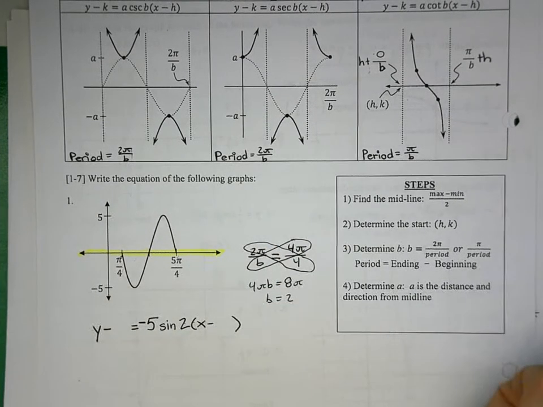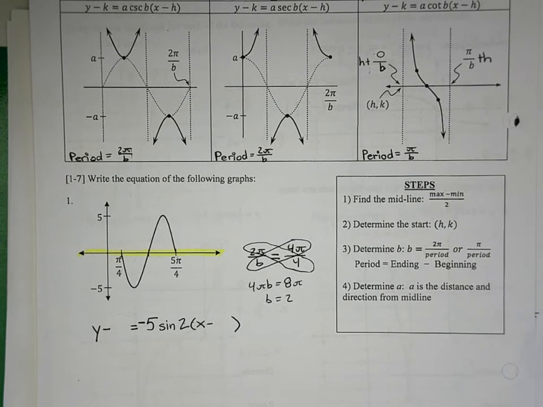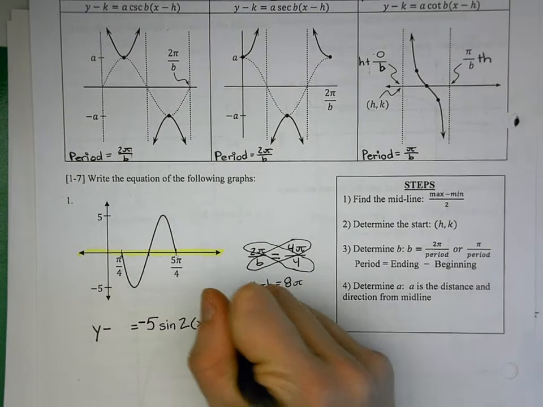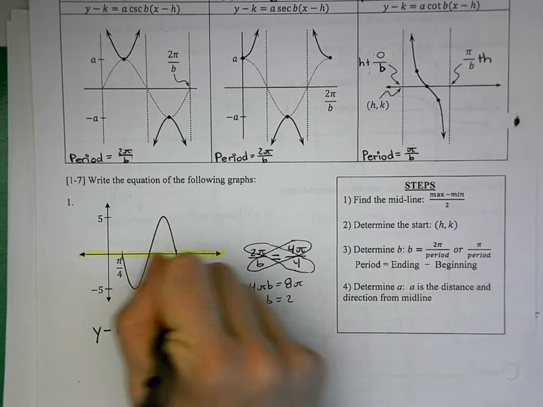And then I always find my h, k last, only because of, honestly, when it's a cosecant, a cosine or a secant graph, where we have that shifted k element. So I always like finding my h, k at the end. Nice thing about sine, h, k is your starting point. In this case, my starting point is pi over 4, 0. And so I put in pi over 4, 0. And I've got my equation.